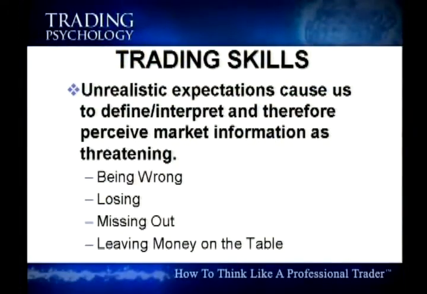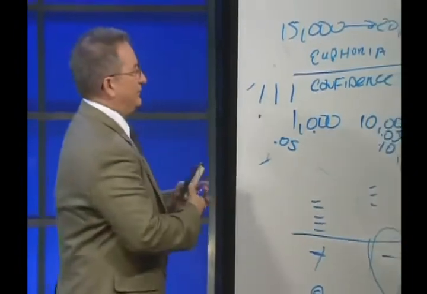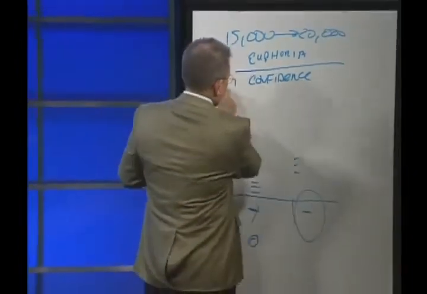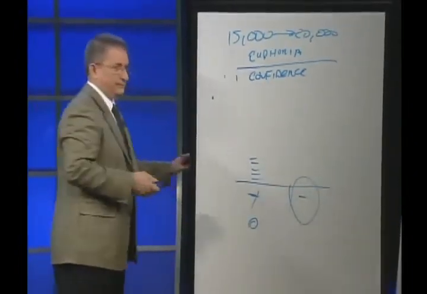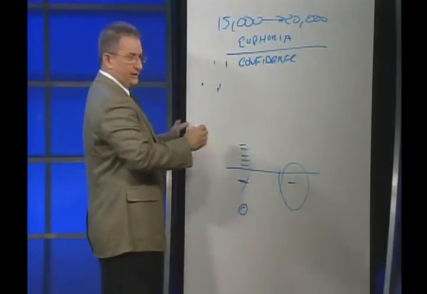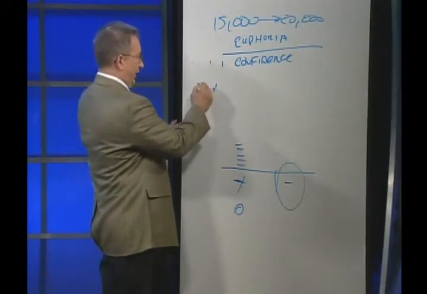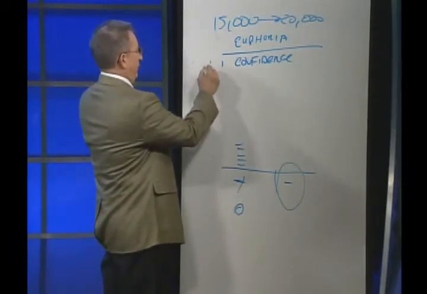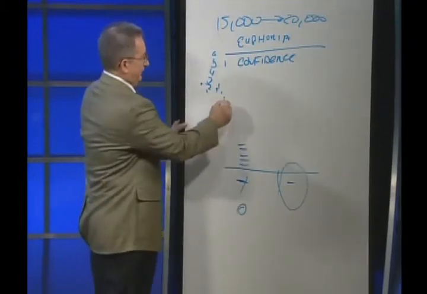Unrealistic expectations cause us to define and interpret and therefore perceive market information as threatening. Ultimately, we can break the market down to its lowest definable component parts. If we break the market down to its lowest definable component parts, what we end up with is up and down ticks. Okay? An uptick is one incremental price change where the price moved from 1 to 2, from 2 to 3, 4, 5, 6, whatever, and then down ticks. Okay?